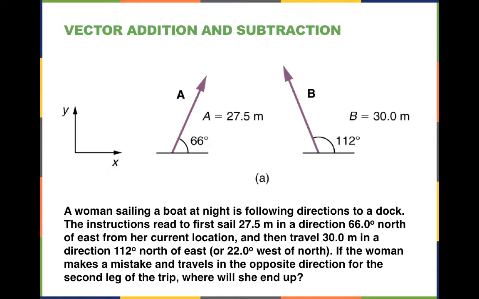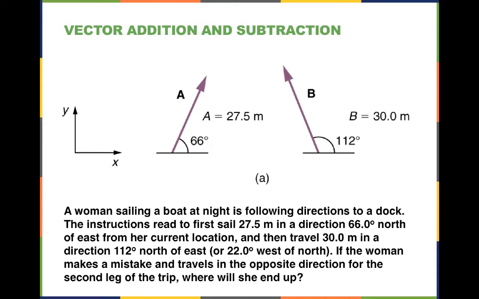A woman is sailing a boat at night and is following the directions to a dock. The instructions read to first sail 27.5 meters, 66 degrees north of east from her current location, and then travel 30 meters in a direction 112 degrees north of east, 22 degrees west of north. If the woman makes a mistake and travels in the opposite direction for the second leg of the trip, well, where will she end up?